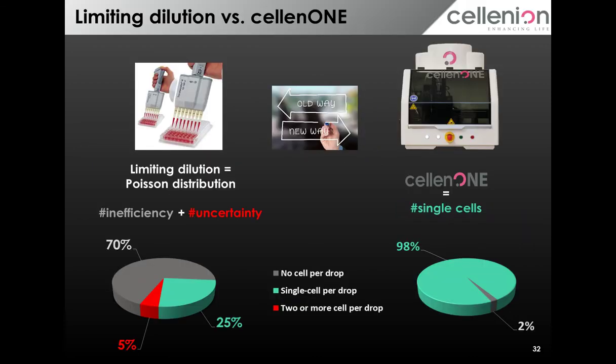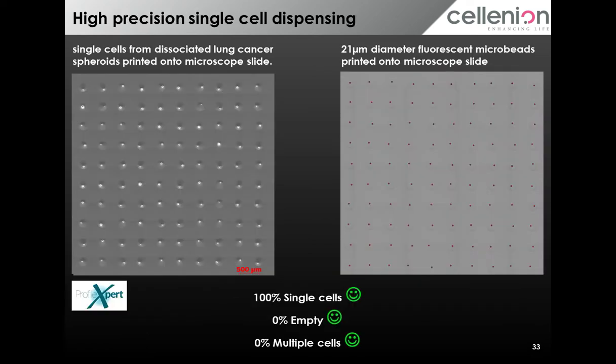Just to recall what we mentioned at the beginning, limiting dilution, which follows the Poisson distribution, limited us to 25% of single cells per drop, whereas with our technology, we are reaching up to 98%, up to 100% most of the time, single cells. And that has been shown in these two nice arrays, where single cells from a dissociated lung cancer spheroid were isolated into microscope slide wells, and that's the left side.